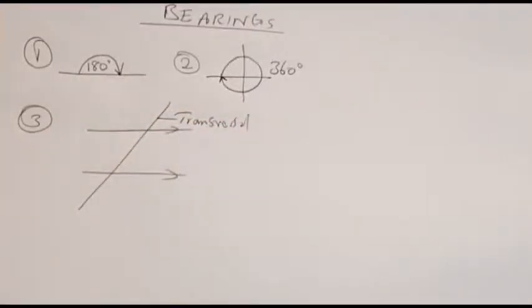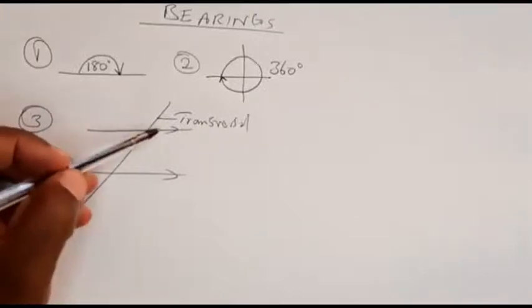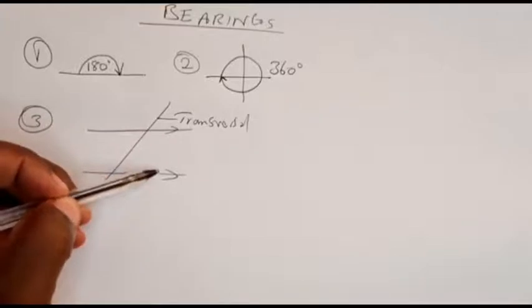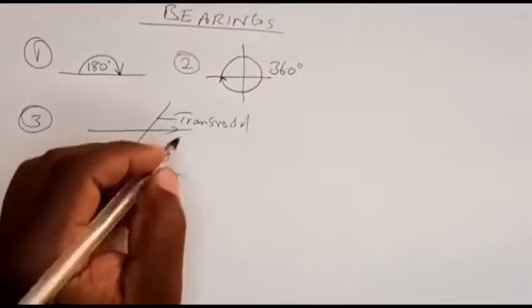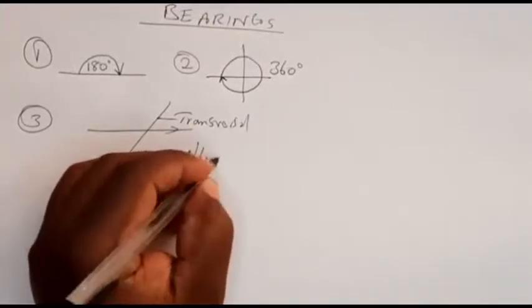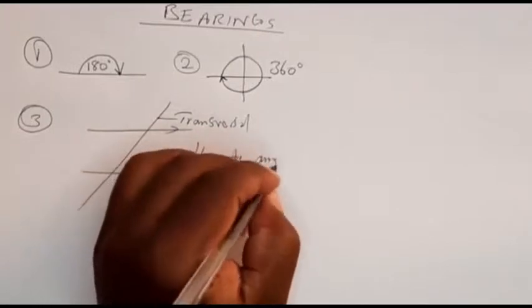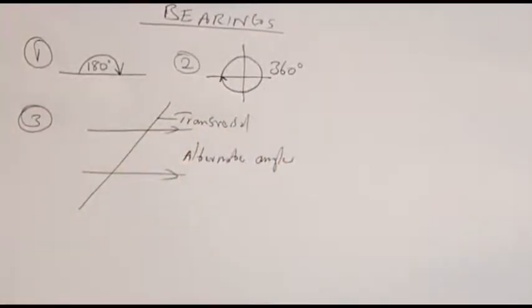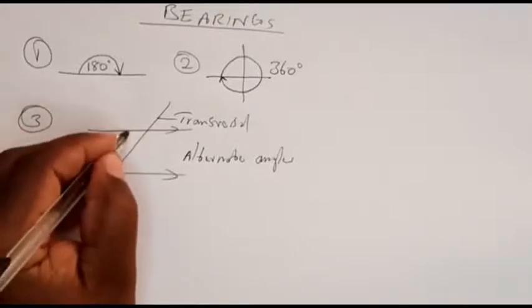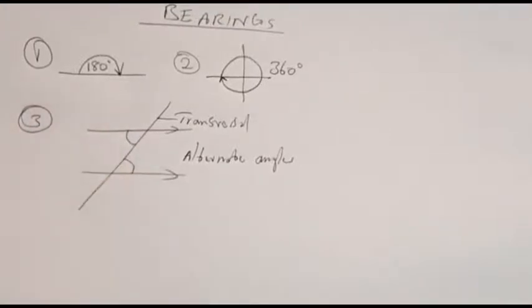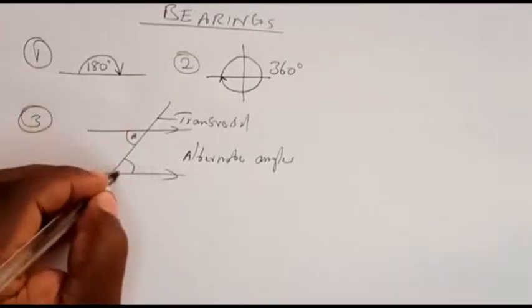Now, when you have the transversal there, and these two parallel lines, meaning they'll never meet, for such a situation there are some angles that we call alternate angles. You can know them by using the letter Z. If I move like this, that's Z. This angle and that angle are equal, and they are known as alternate angles.